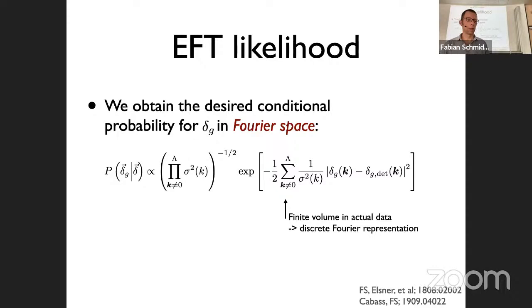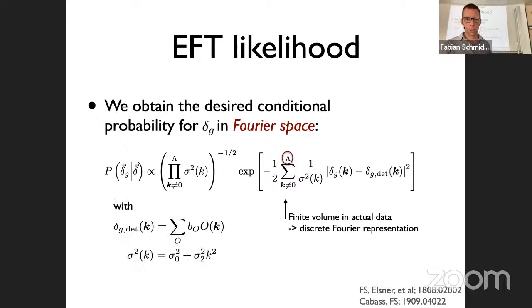So there are some subtleties that are worth mentioning. First of all, I'm summing over every single mode here, but it's a discrete sum because we have a finite volume. Every survey will have a finite volume. Obviously, the bigger the volume, the more modes you have. And the second important point is that I only include modes up to this cutoff lambda. I'm not attempting to compare pixel by pixel in real space. It's mode by mode in Fourier space. And again, this delta G det field is a sum of these bias fields.